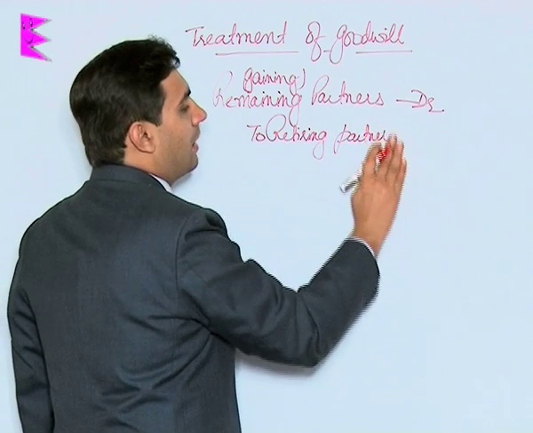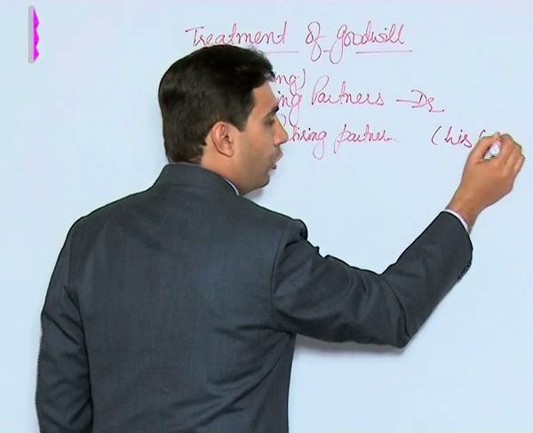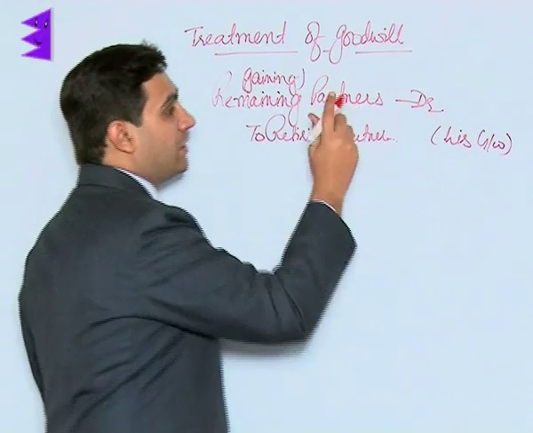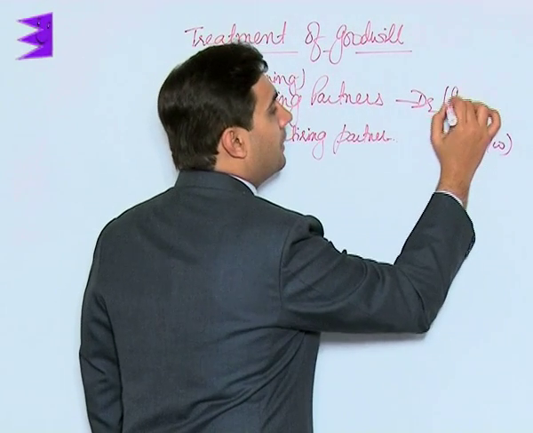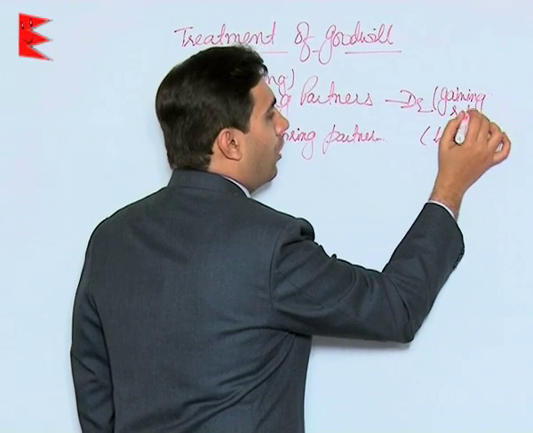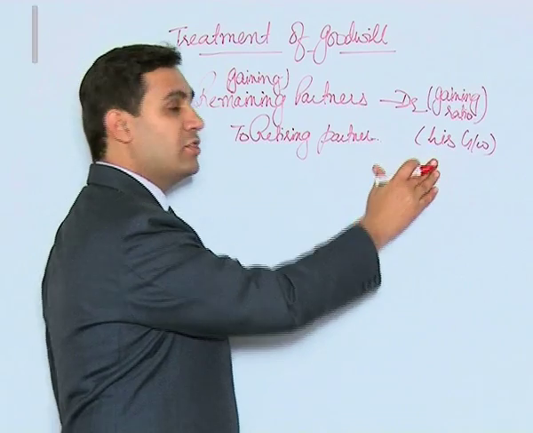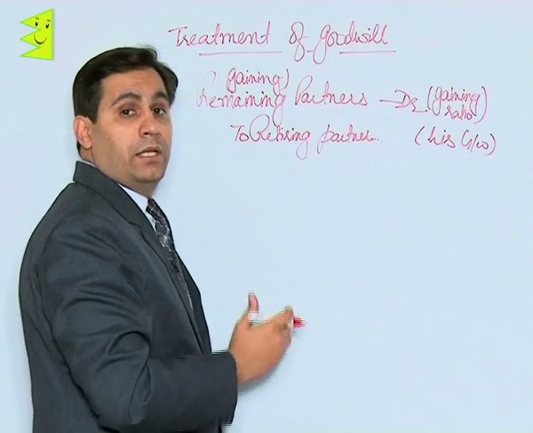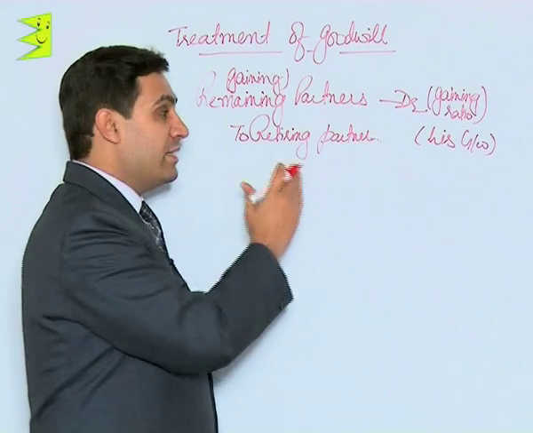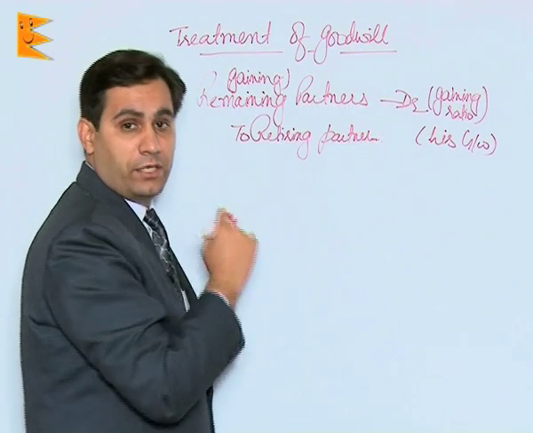Remember, this amount would be equal to his share of goodwill based on the total goodwill of the firm, and this payment would be made in gaining ratio. So obviously you will have to calculate the gaining ratio first. You will have to calculate his share of goodwill, and then the partners who are gaining by his retirement would actually pay him his goodwill in the gaining ratio.